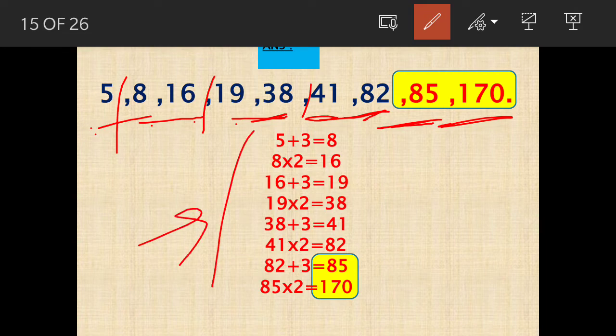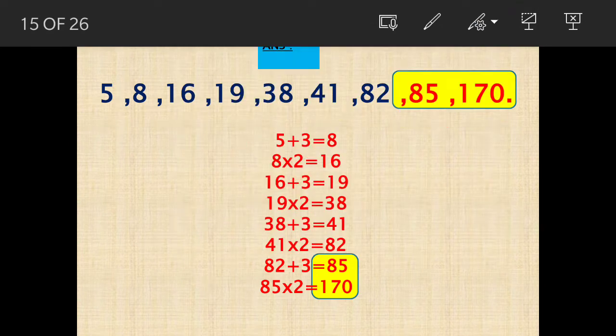So in the first term we are adding 3, and then we are multiplying the next term by 2. 3, 2. So hope this answer is clear. I'll remove the marking. Looks very difficult, but it is very simple. Next.